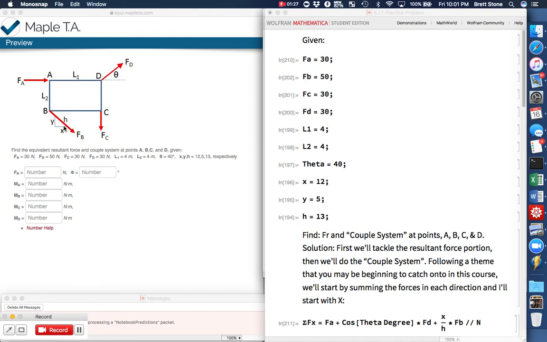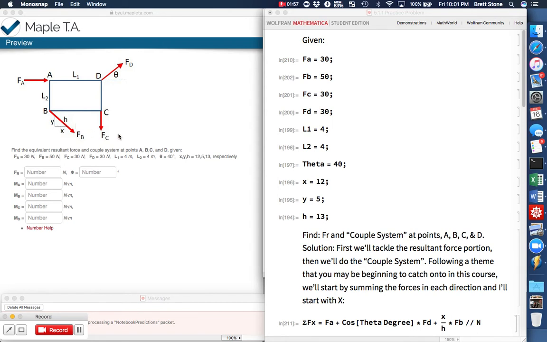And then you'd sum all the forces in the y, so there are no forces in the y from FA, all of FC is in the y, it's negative, and then to get the force in the y direction from FD, you just take the sine of theta times FD, and from force B, you'd take y over h times FB, and that would be negative as well, right, because it's pointing down.